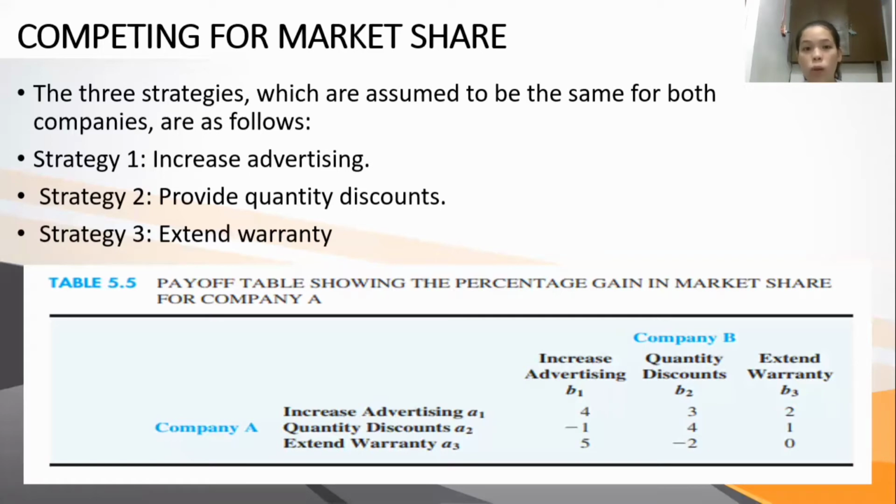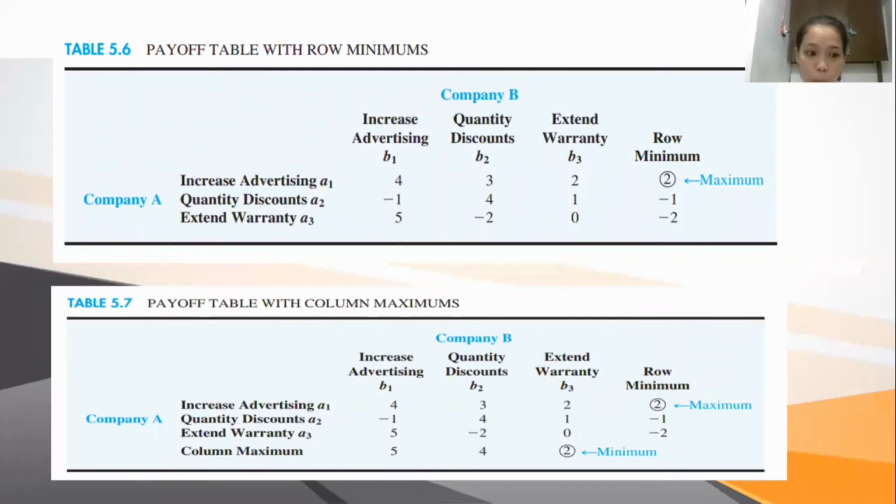So each company will have to select one out of these three strategies to have the best possible payoff or result depending on its point of view. Suppose that company A will choose A1. So it will have an increase to the market share of 4%, 3%, and 2%.